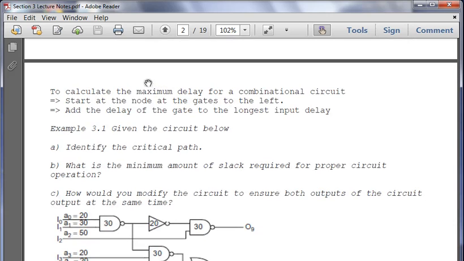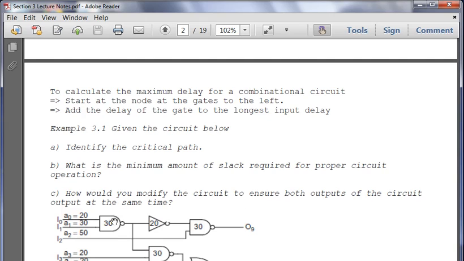So, a simple way to calculate the maximum: you start at a given node, and we're going to go through an example problem here. Then the gates to the left, you use those numbers to figure out the delay before that. So here, you have to consider the longest input delay. We have a NAND gate, and we have two inputs, right? We have a 20 and a 30 nanosecond delay. And then you add these up, and this node here is going to be 60. This isn't the solution. This is part of the problem.